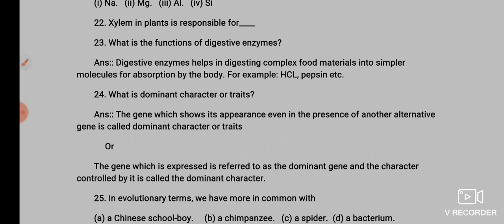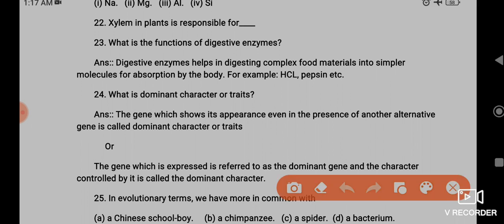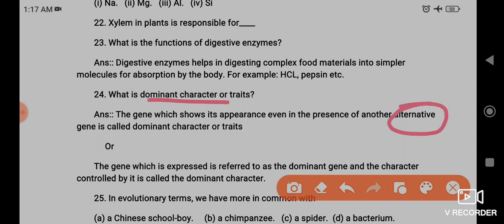The recessive gene is the gene which shows its appearance only in the presence of another identical gene. Both these definitions you should remember because both are important. The question may be asked for dominant gene, dominant character, and for recessive also. Remember, the definition will be the same, only for recessive the word alternative becomes identical. And one more definition I have given, you can read here, whichever you feel is easier.